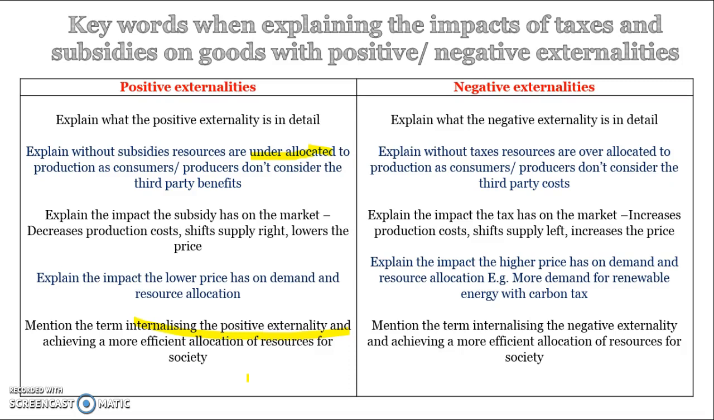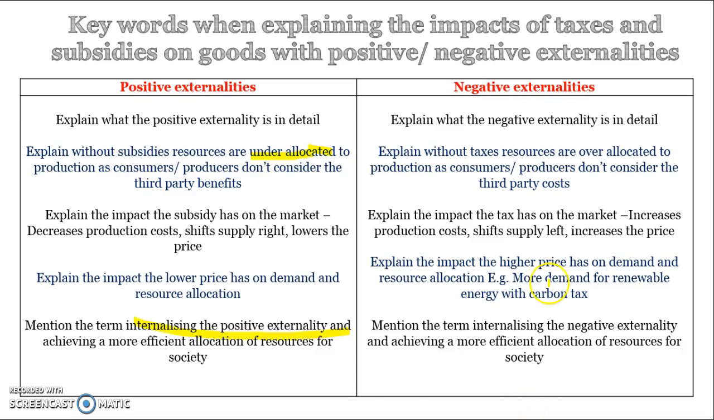With negative externalities, explain what the negative externality is in detail. Explain without taxes that goods will be overproduced because they don't consider these third-party costs. So again, if it's alcohol, talk about how it can lead to violence, how it can lead to taxpayer funds being wasted, helping people's health. It can lead to drink driving. If we assume that consumers and producers don't consider this, so resources are over-allocated to these products.